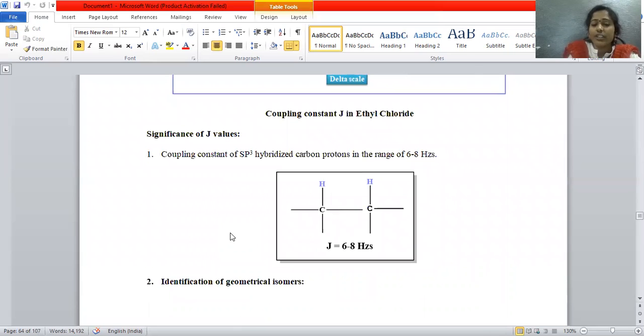And why is this J important? What is the requirement of J? Now let us see the applications of these J values. When you take an aliphatic compound, for hydrogens in the cis orientation, J values lie in the range of 6 to 8 hertz. If values are in 6 to 8, you can identify that the given compound has sp3 hybridization. So for sp3 hybridized carbons, that means saturated carbon.